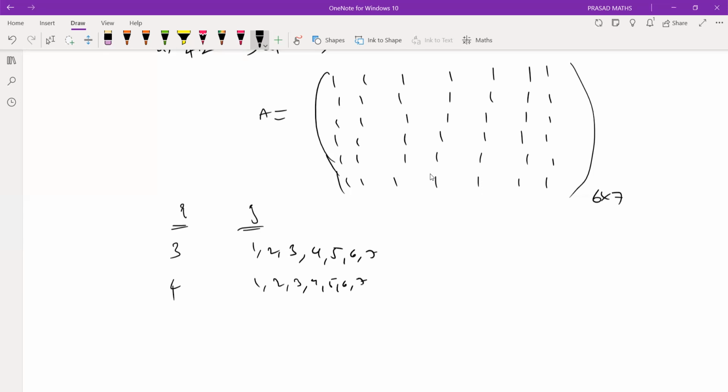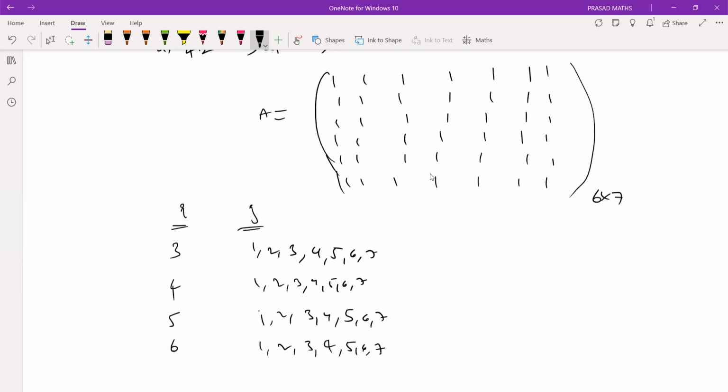Rows. Row equals 5. Columns may be 1, 2, 3, 4, 5th column, 6th column, 7th column. How many rows do you have? 6 rows for matrix A. So columns may be 1, 2, 3, 4, 5, 6.